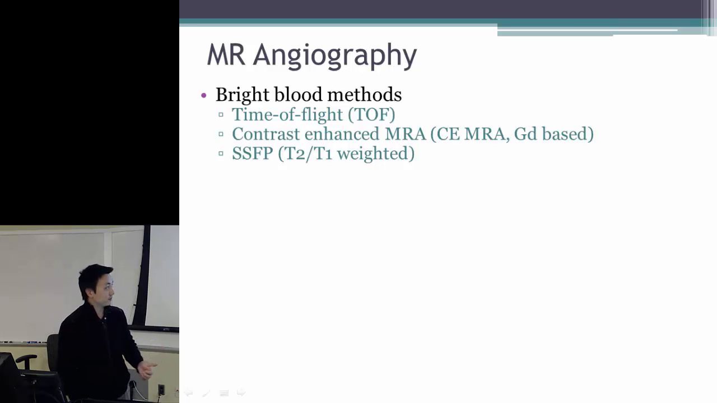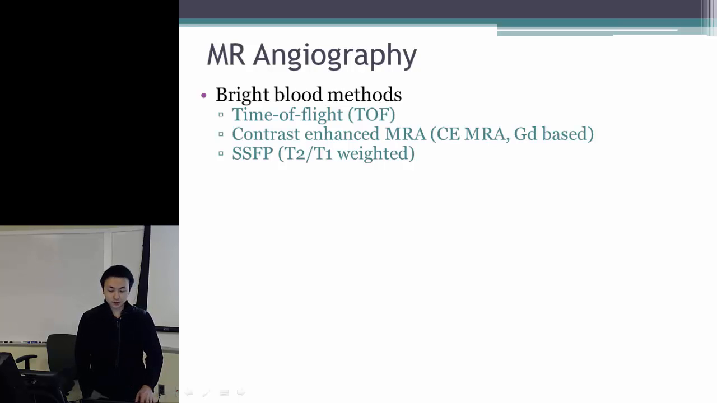So this kind of method will include the so-called time-of-flight (TOF) method, and contrast-enhanced MRA, or CE-MRA, which uses gadolinium-based contrast agents to reduce the T1 of the blood. And also, as we have seen before, the steady-state free precession (SSFP) will give you a T2 over T1 weighting, and that would also make the blood appear bright in the SSFP images.